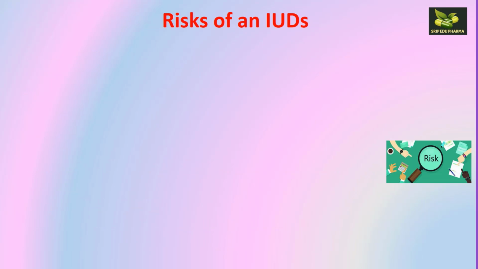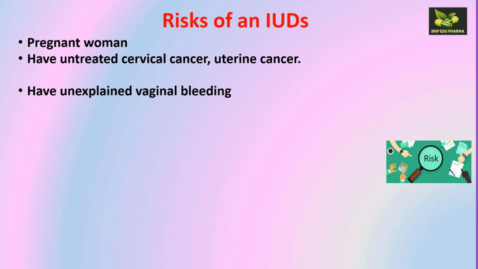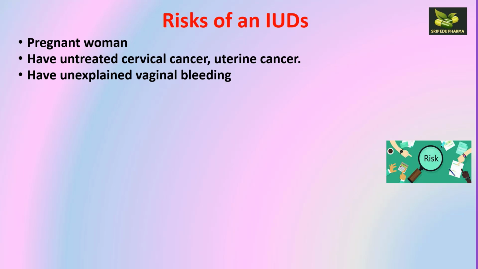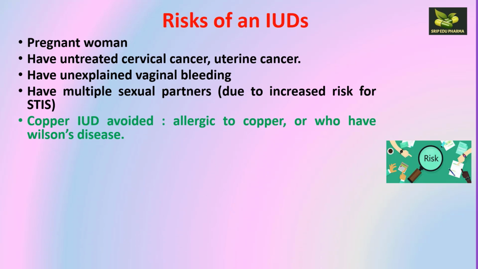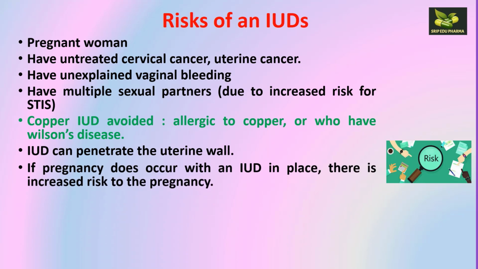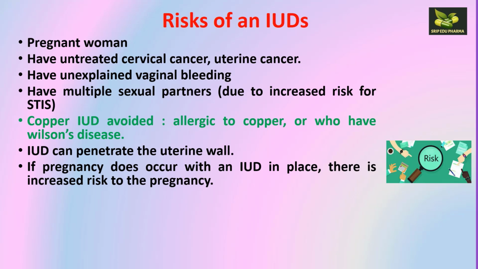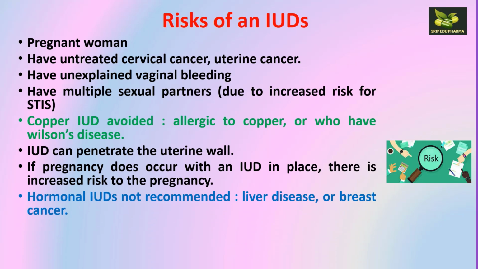There are some risks also related to intrauterine devices, like they are not recommended for women who might be pregnant, those who have untreated cervical or any type of uterine cancer, those who have unexplained vaginal bleeding, those who have multiple sexual partners, because there is risk of sexually transmitted infections. Then copper intrauterine devices are not recommended for people who are or who might be allergic to copper, or women who have Wilson's disease. Then in rare conditions it has been seen that the intrauterine device can penetrate the uterine wall. If pregnancy does occur with an IUD in place, then there is increased risk to the pregnancy also.